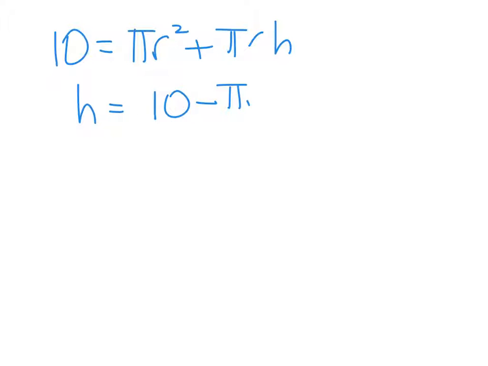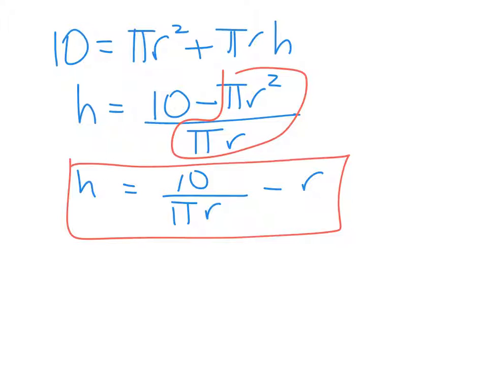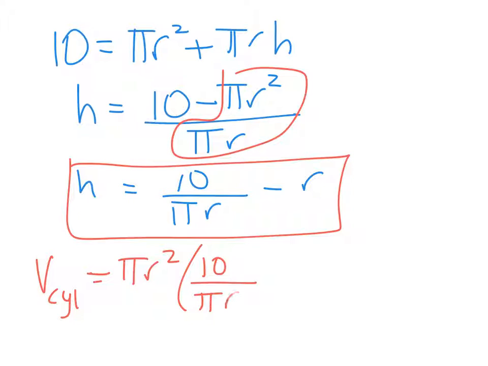Right, so we've got 10 is equal to pi r squared plus pi rh. h is equal to 10 minus pi r squared divided by pi r. So h is equal to 10 over pi r minus the next bit here, just simplifies to r. Right, we want to substitute that in now to the volume of a cylinder, which is pi r squared h. We'll sub in our expression for h.